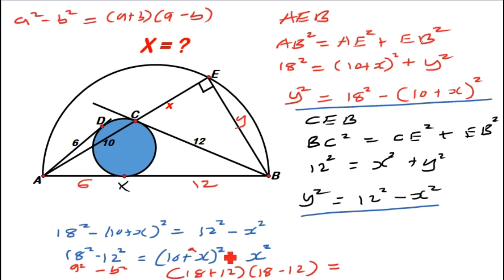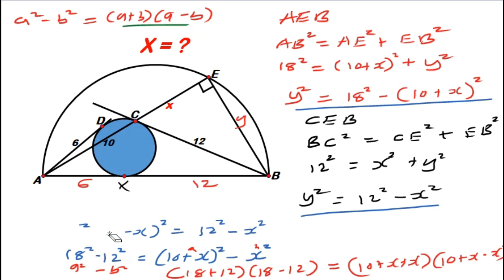10 plus x. If 10 plus x is your a and x here is the b, it is going to be (a plus b) into (a minus b). So it is (10 plus x plus x) into (10 plus x minus x), because if this is your a, it is a plus b into a minus b, as the case there.